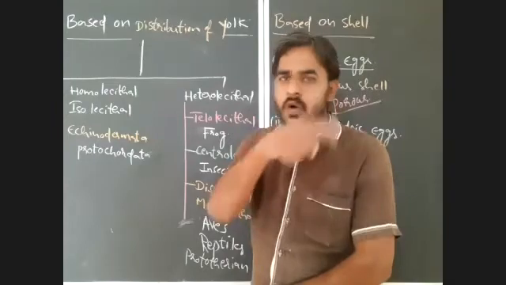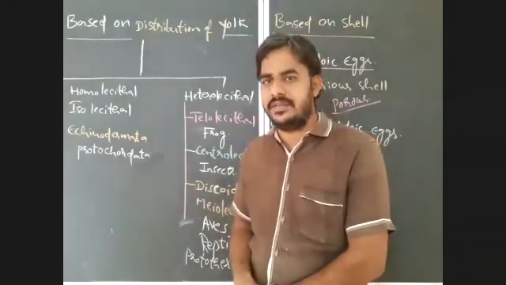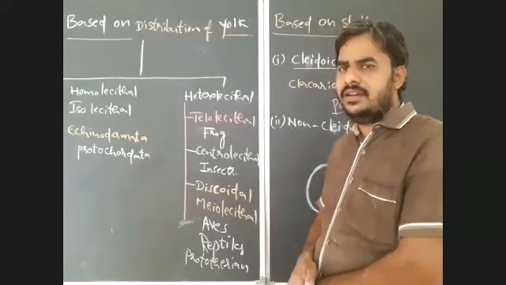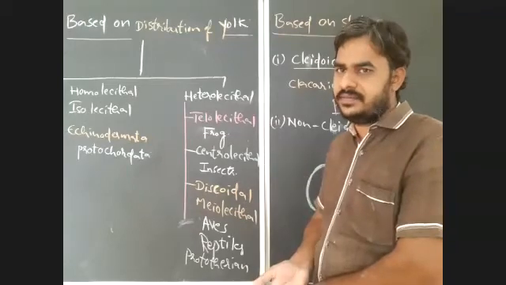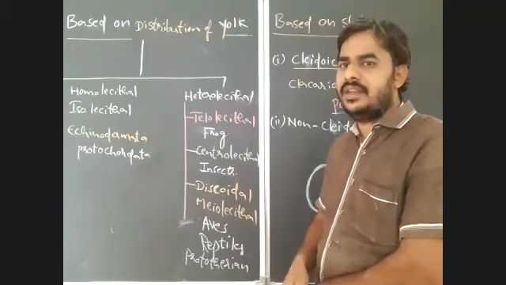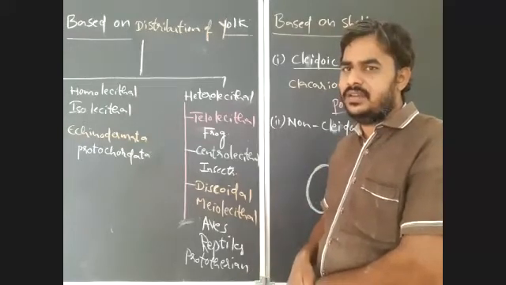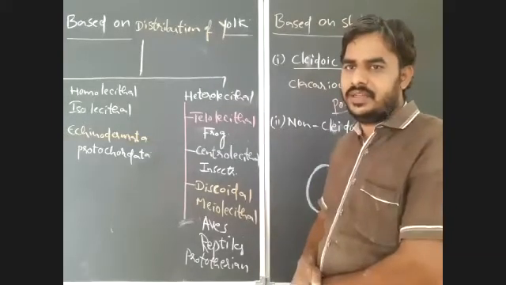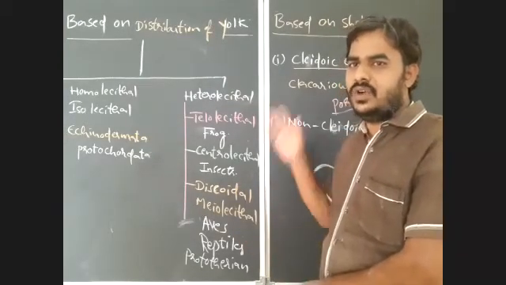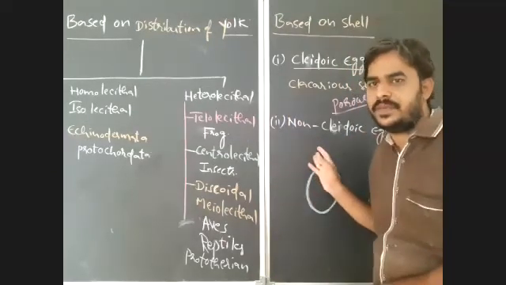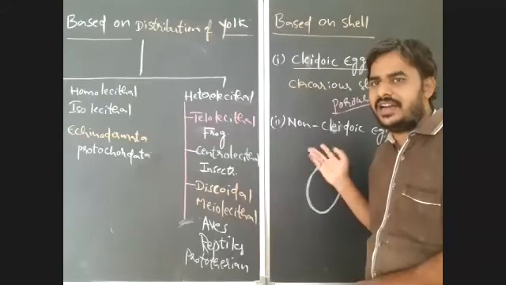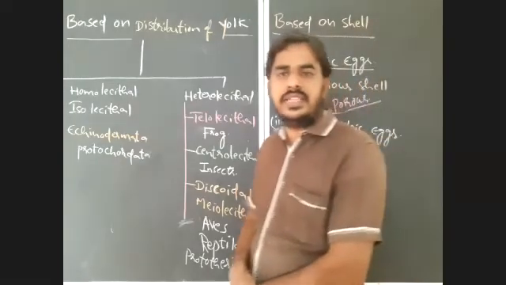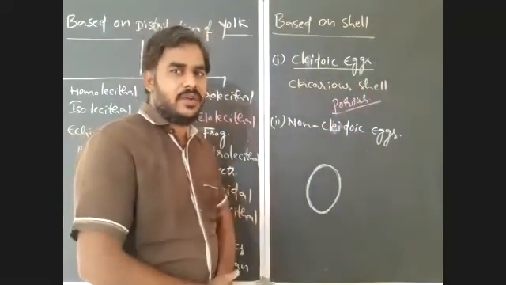Because there is no shell in the eggs. If there is no shell in the egg, even if they shifted to land, they cannot protect their eggs on land. The eggs may dry up by the sunlight or get damaged on the land. So to lay the eggs, they went back to the water. Even though they shifted to land, due to the absence of cleidoic eggs, which type of eggs are there in amphibians? Non-cleidoic eggs. Non-cleidoic eggs cannot successfully survive on the land.